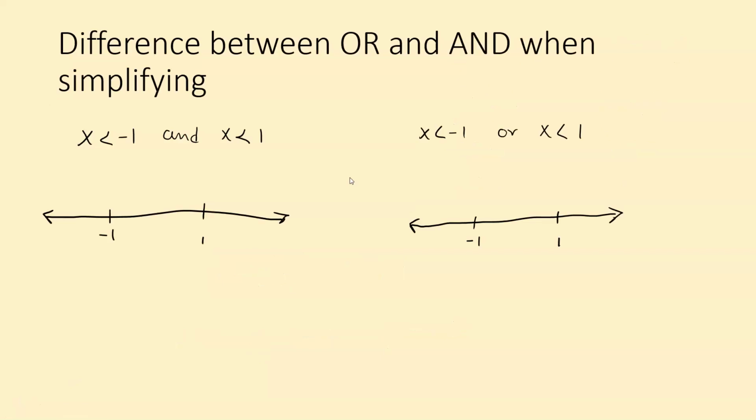So I want to take an extra slide to highlight the difference between or statements and and statements when we are simplifying. When we have our inequalities going the same direction, these are both less than, that's when we can simplify. And there's a difference between, let's do the and statement first. So when we are saying x is less than -1 and x is less than 1, for those, we would just use the solutions that include both. So in this case, it would just be less than -1.